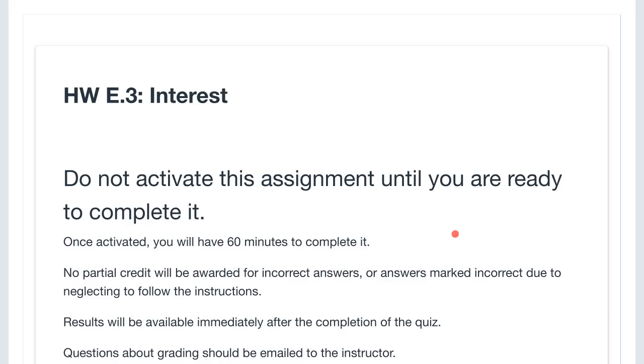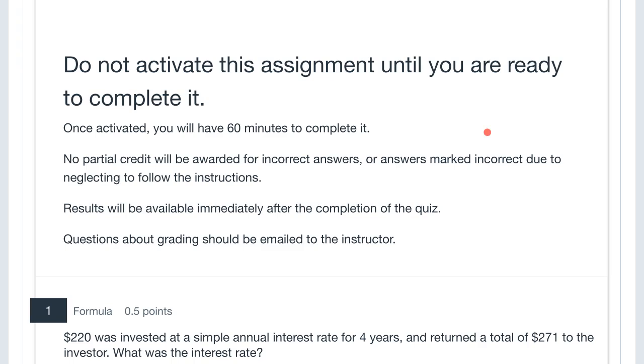Here's an example of homework E.3, interest. Like with all the homeworks, you got 60 minutes to do it, no partial credit. If you look at your graded work immediately when you're done, if you got them all right, fantastic. If not, make sure you look at it, see which ones are wrong, see if you can figure out how to do them correctly. Sometimes it's just not answering the right question. Learn your lesson on these things. Send me questions immediately.